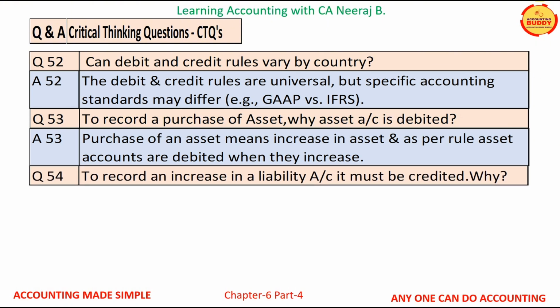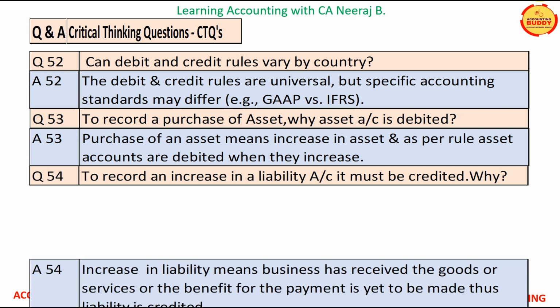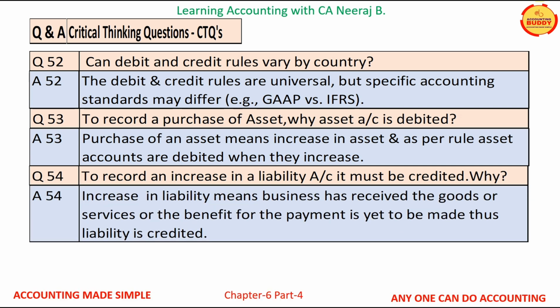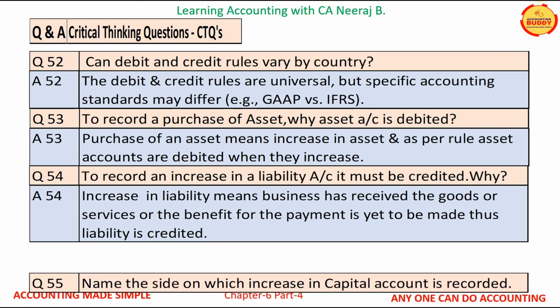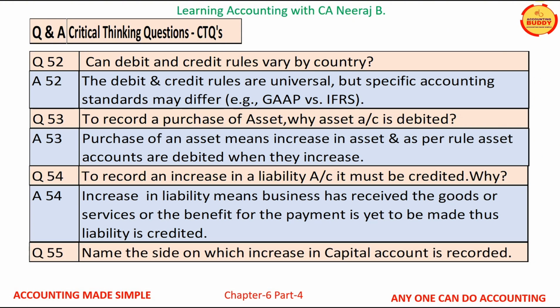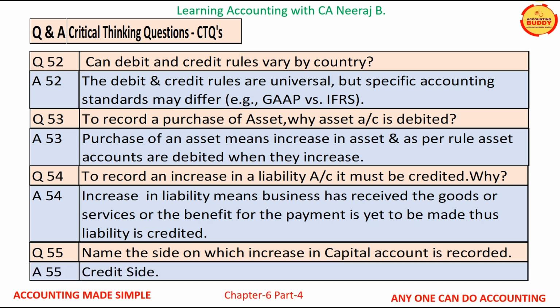Question number 54. To record an increase in a liability account, it must be credited. Why? The answer is, increase in liability means the business has received the goods or services or the benefit for which the payment is yet to be made. Thus, the liability of the business will increase. Therefore, the liability is credited. Question number 55. Name the side on which increase in capital account is recorded. The answer is credit side.